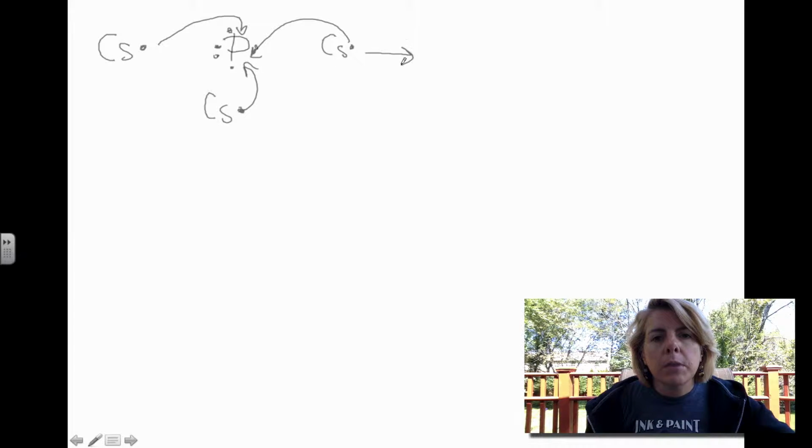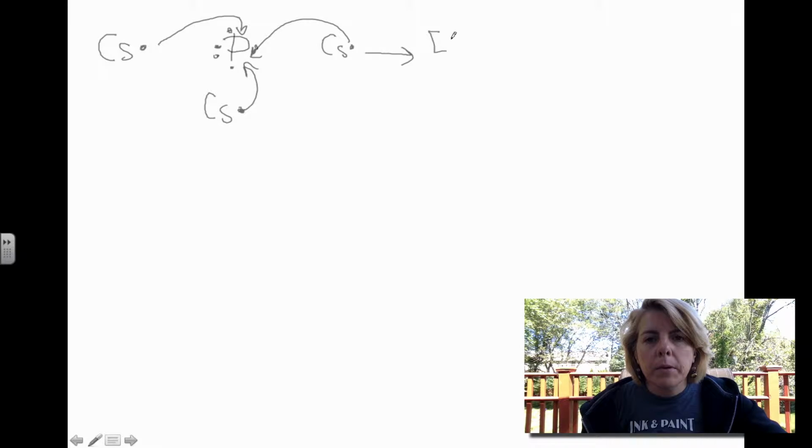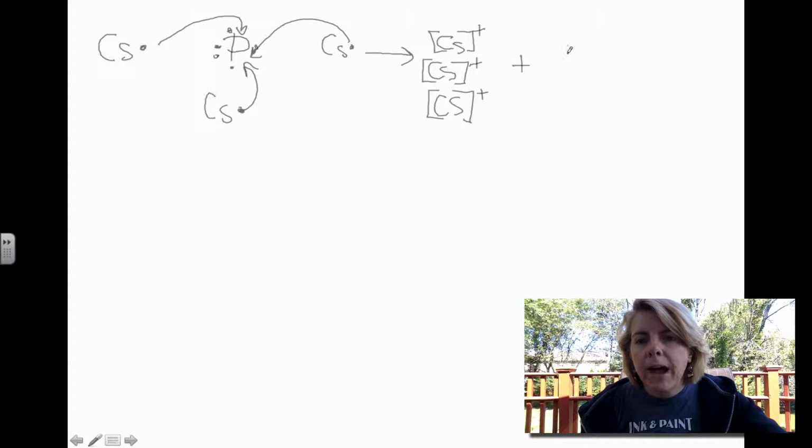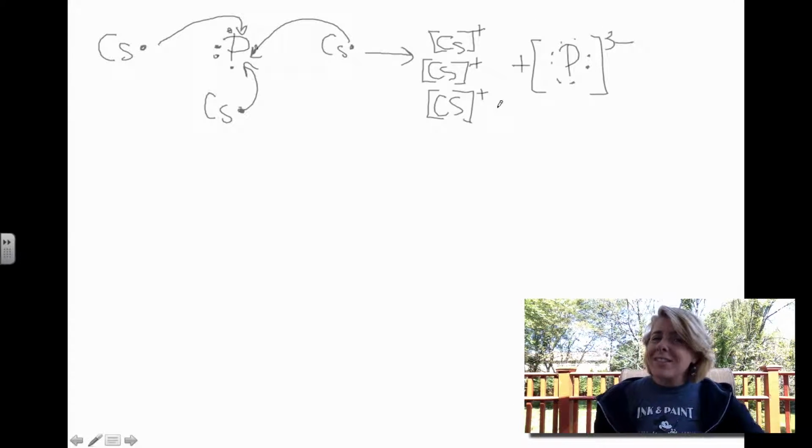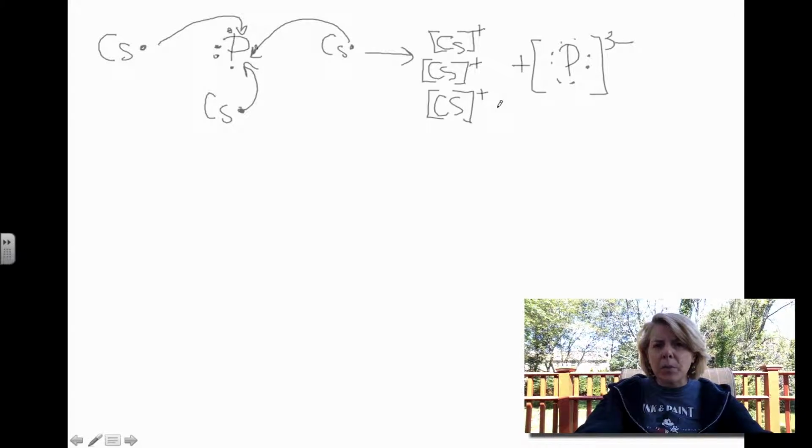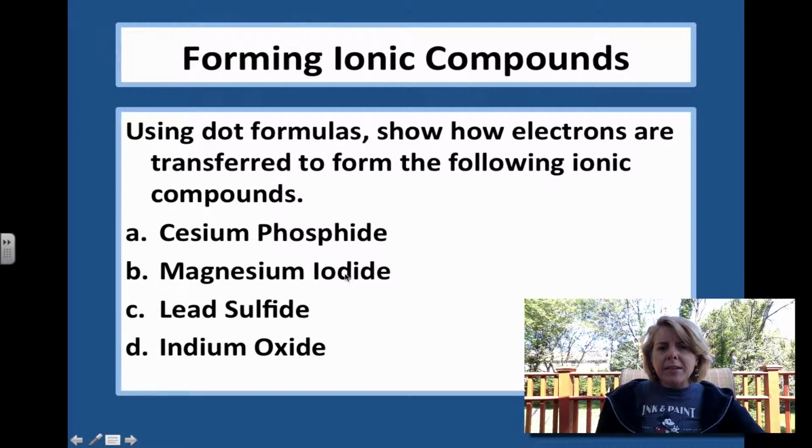And then I'm going to draw an arrow to symbolize the reaction. So I'm just going to line up 3 cesium ions. And notice they all have a 1 plus charge. That 1 is understood. And then I'm going to have 1 phosphorus ion. And notice that I have a total of 8 electrons around phosphorus. And that has a 3 minus charge. So that's the dot diagram for cesium phosphide. Now let's go back to the next one. The next one is magnesium iodide.